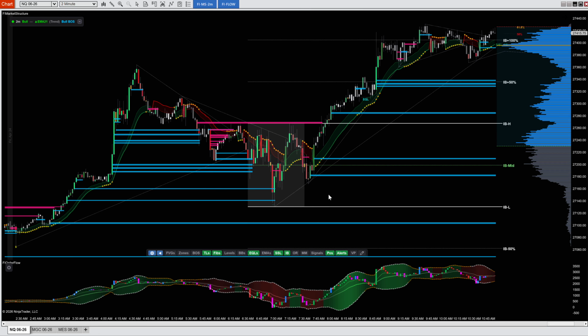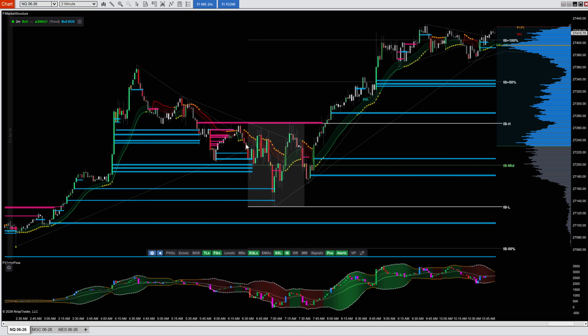Okay, so this right here, look what happens, right? It becomes the resistance in the morning. This becomes the ceiling right here, the stacked imbalance. Takes out these stacked imbalances. These are bullish.